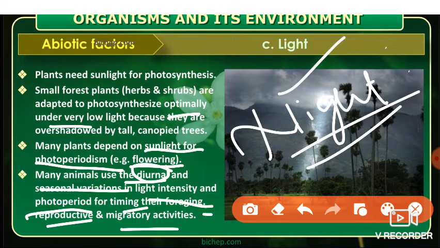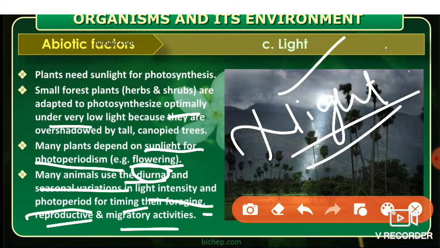You can take the example of frog also. You can take so many examples that are active in the night. Owl you can take, it is active in the night. Bat you can take, it is active in the night. Okay, they are all nocturnal. And diurnal, those are active in the daytime and they are not active in the night time, those are diurnal.